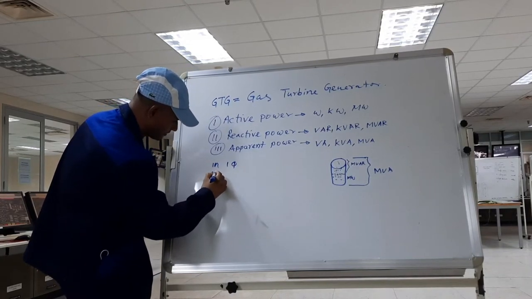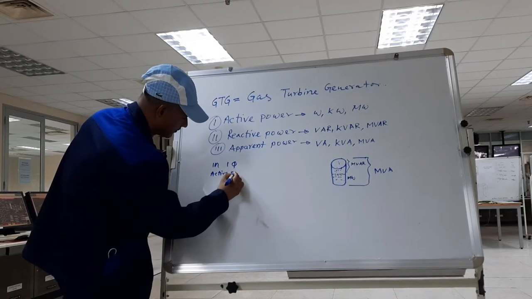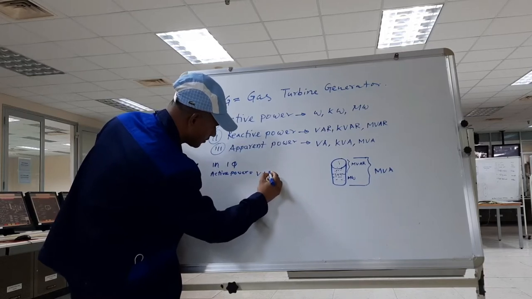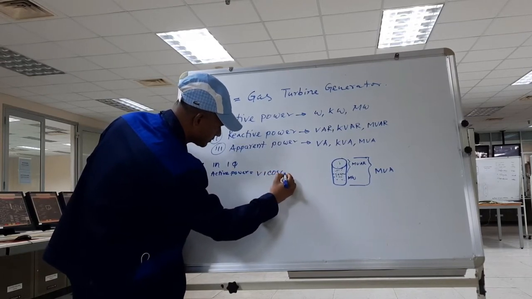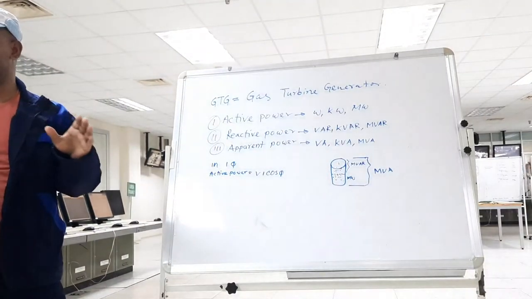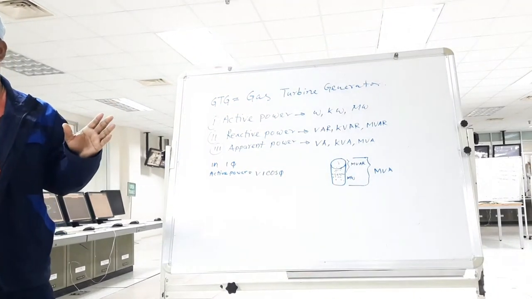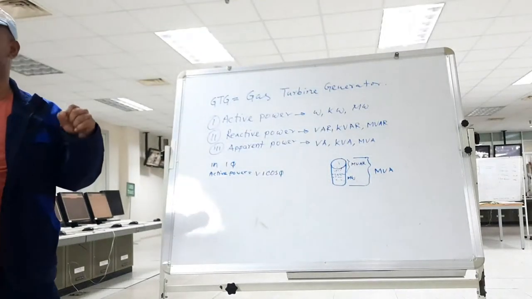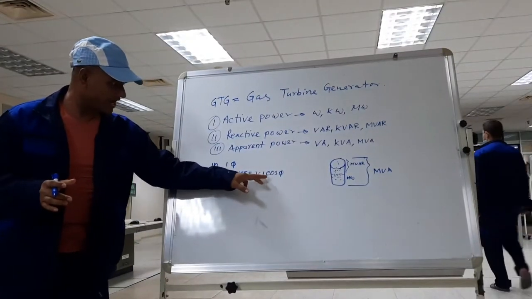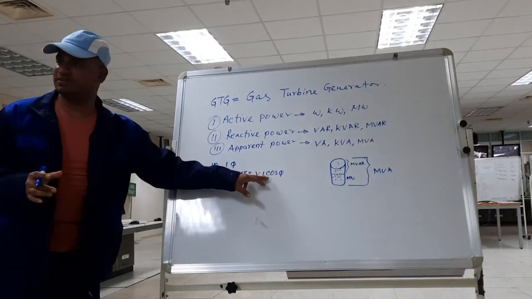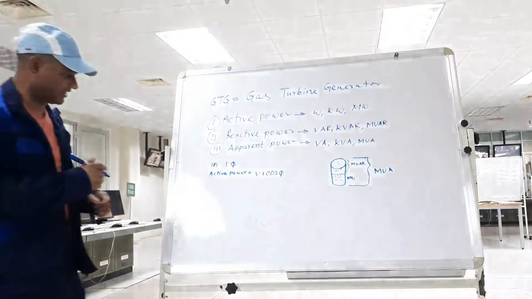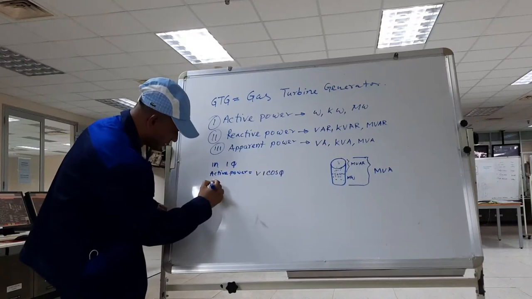So in a single phase, the active power rule: active power equals V I cos psi if it is single phase. Today we are discussing the three phase, because in industry mostly three phase is used. So single phase active power is V I cos psi. V means voltage, I means current, cos psi means power factor. Clear? Okay. But we are discussing three phase.